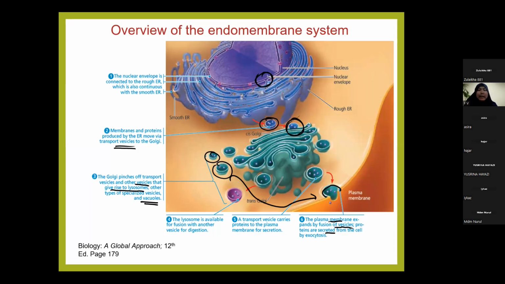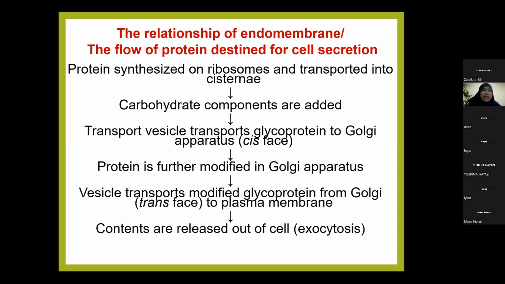Protein akan dirembeskan. Right? Okay. So to explain the process, you need to know this is the relationship of the endomembrane system, how protein flows that is destined for secretion. So this is the flow of protein. Macam mana ataupun apa yang akan terjadi dengan protein kalau protein tu dia punya function adalah untuk dirembeskan. Secretion, rembes.